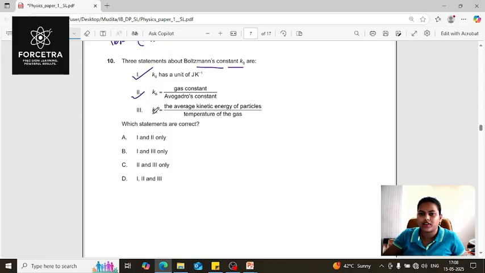So first and second is correct, and the third is incorrect. This is not the ratio. So first and second is the correct one. A is the correct option.